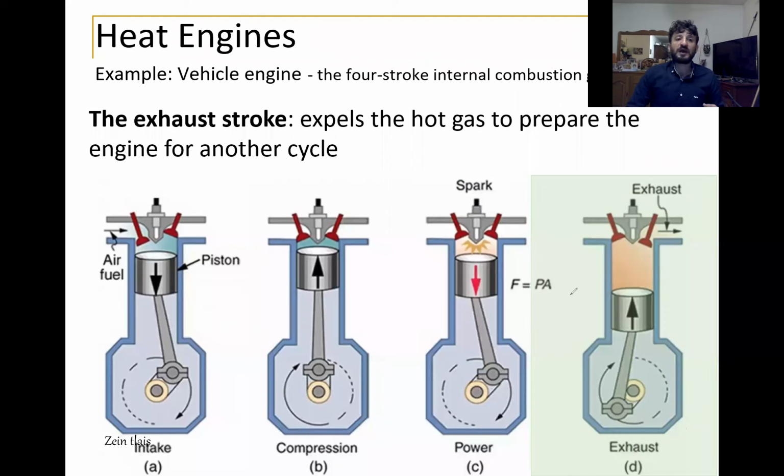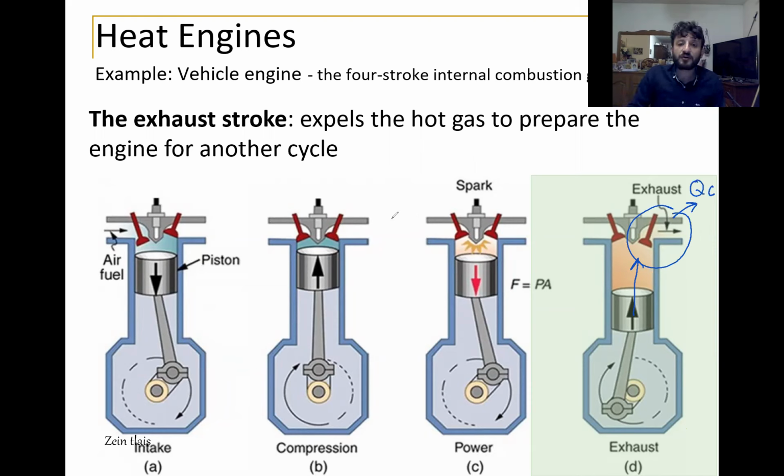As a final point, we have the exhaust stroke, where we have to extract the hot gas to prepare the engine for another cycle. So we get out a quantity of heat, called Q cold. And this piston will go back to the initial position. So from the initial position, from the intake stroke to the exhaust stroke, we have one complete cycle.